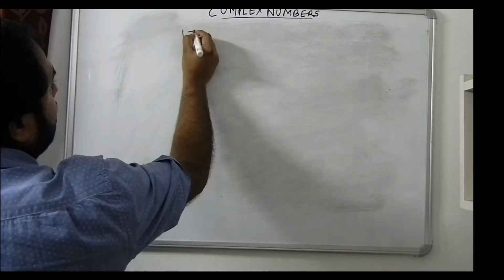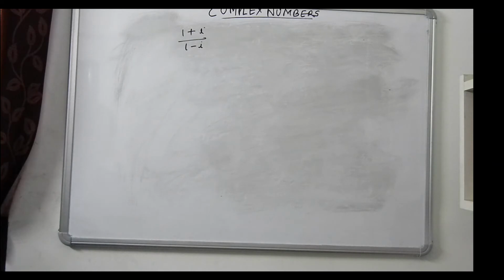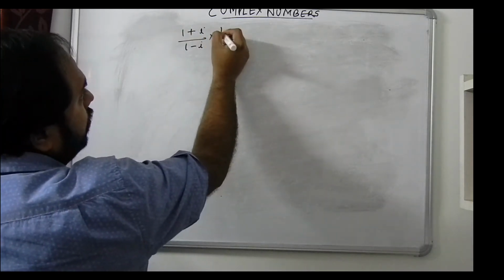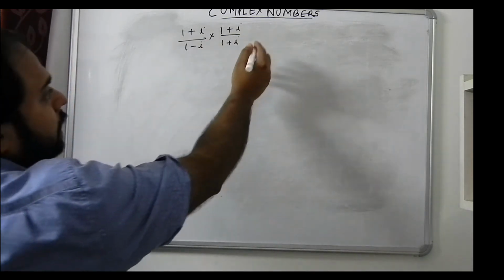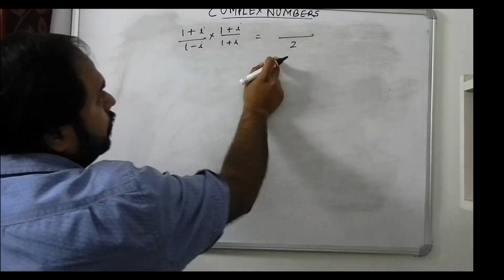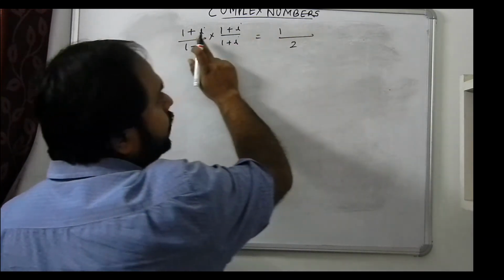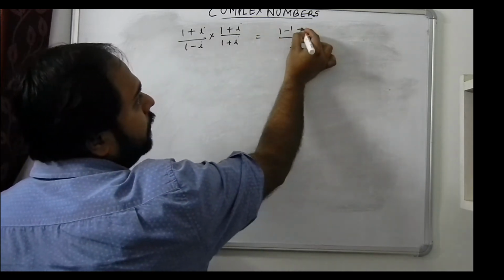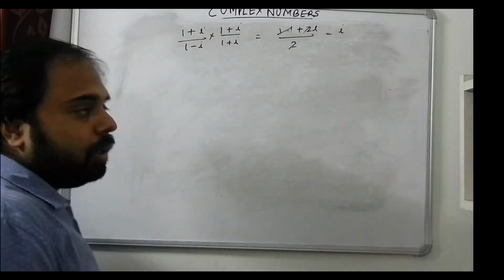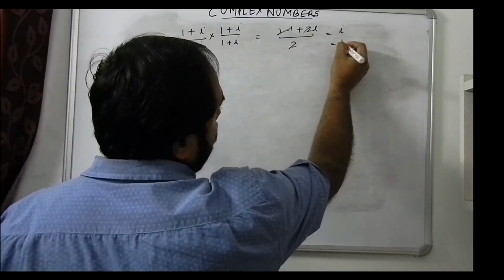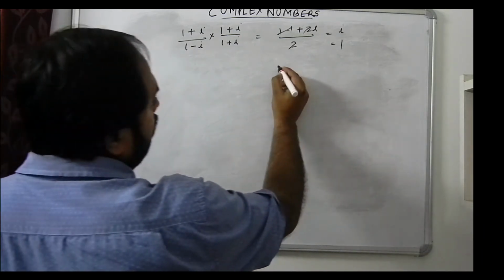So 1 plus iota upon 1 minus iota, right? So for the modulus, again we know what we have to do: multiply by 1 plus iota and 1 plus iota. The denominator becomes a square plus b square, that is 1 square plus 1 square, which is 2. The numerator becomes 1 plus iota whole square, that is 1 square minus 1 plus 2ab, which is 2 iota, and this becomes iota, right? So the modulus is the magnitude of this, which is equal to 1. So the modulus becomes 1, and the argument is the value of theta.